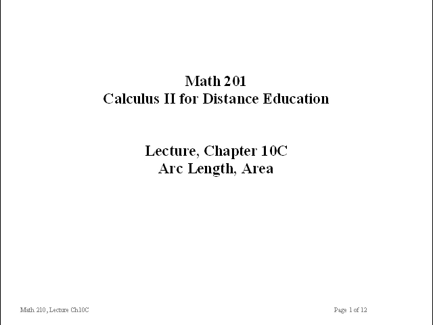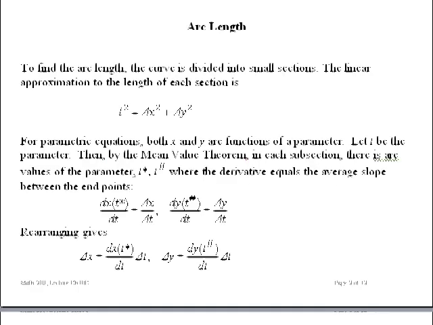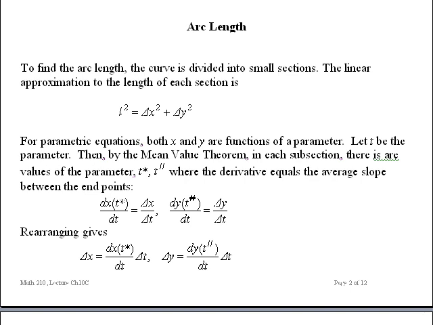This is lecture 10C on the arc length and surface area for parametric equations. To find an expression for the arc length for parametric equations, we'll do what we usually do in calculus, and that's start dividing things up into little sections and taking the limit. So we're going to take this curve and divide it into little sections just as we did before when we were developing the expression for the arc length in general.